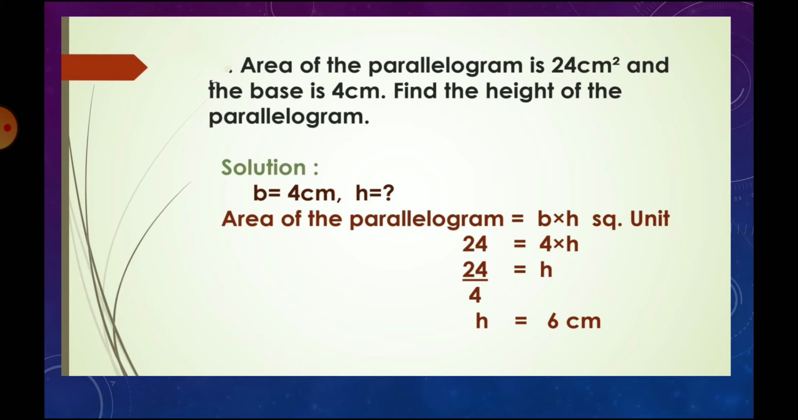The area of the parallelogram is 24 centimeter squared and the base is 4 centimeter. Find the height of the parallelogram. Okay, they gave the value of the area of the parallelogram, that is 24 centimeter square. So the base is 4 centimeter. So which one do you want to find out? Height. Okay, so what is the formula of the area of the parallelogram? B into h square unit.